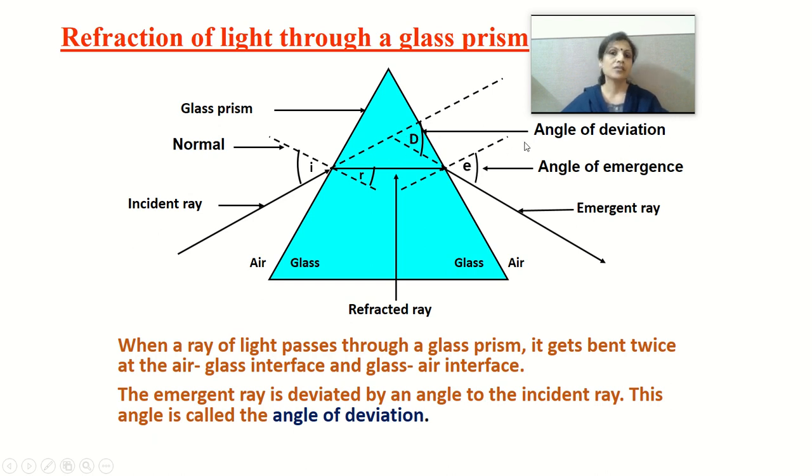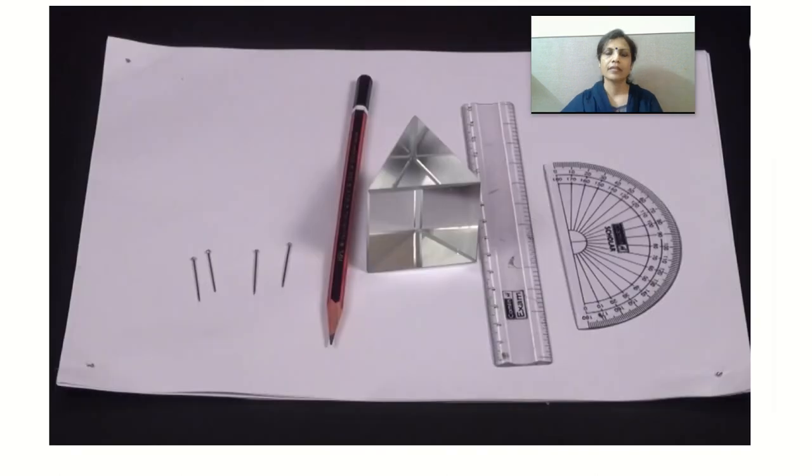Right, children? So I hope you understood how the refraction of light takes place through a glass prism. Now this activity we are going to perform in our physics lab. Let's now understand how we are going to do this activity in the physics lab.